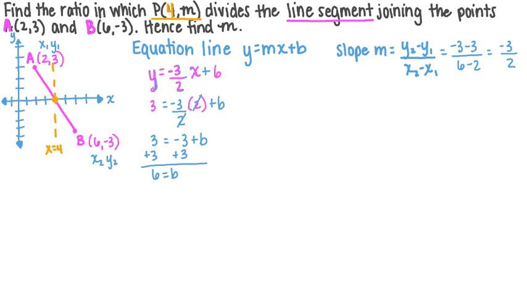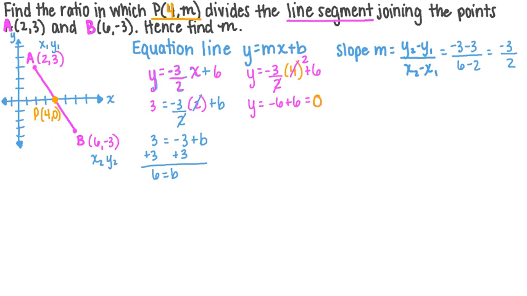So now we want to find the y-coordinate of P. And we know that P lies on AB and on x equals 4. So what we can do is replace x in our equation of line segment AB with 4. And we can solve for y, and then that will be the y-coordinate of P, and we'll know where P is located. 2 goes into 4 twice, and -3 times 2 is -6, and -6 plus 6 is equal to 0. So, for point P, if x is 4, y is 0. So, we have that P is located at (4, 0).